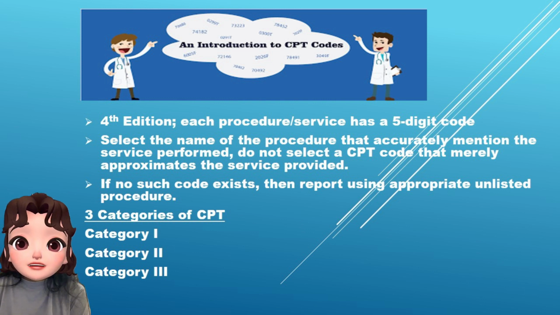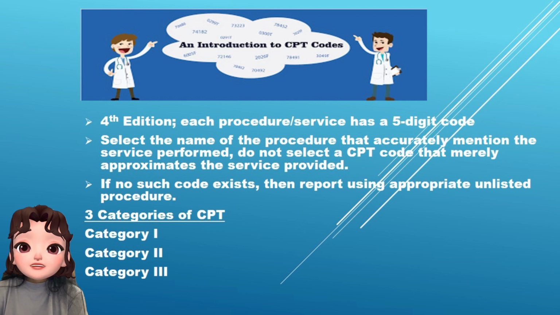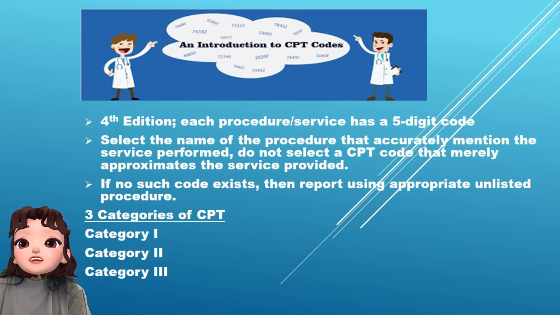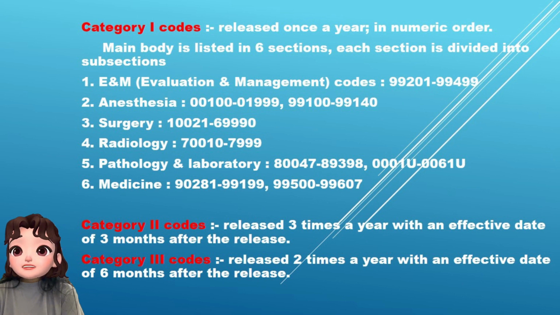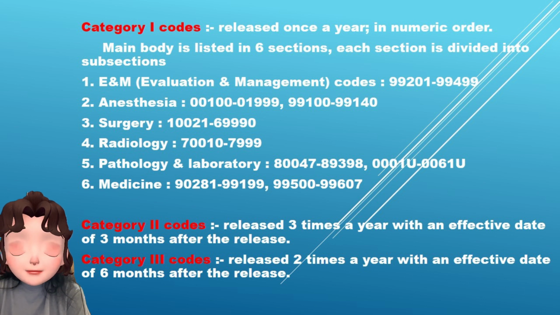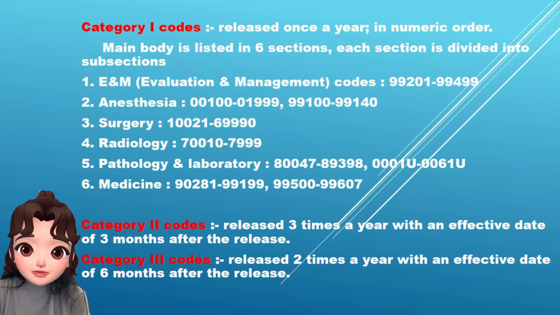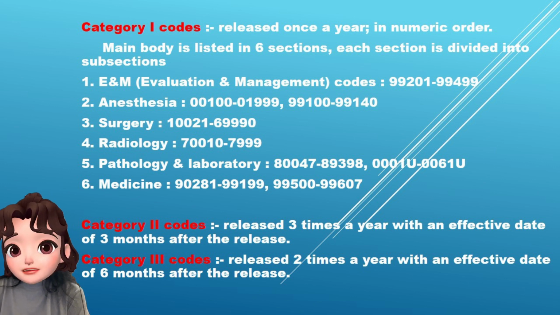Now there are 3 categories of CPT: Category 1, Category 2, and Category 3. Category 1 codes are released once in a year, and it is in numeric order. The main body is listed in 6 sections. Each section is divided into subsections. So these are the subsections. These are the main 6 sections.